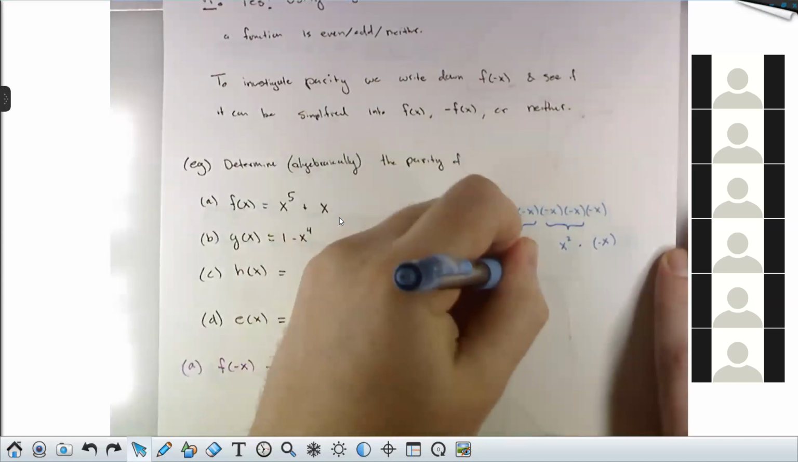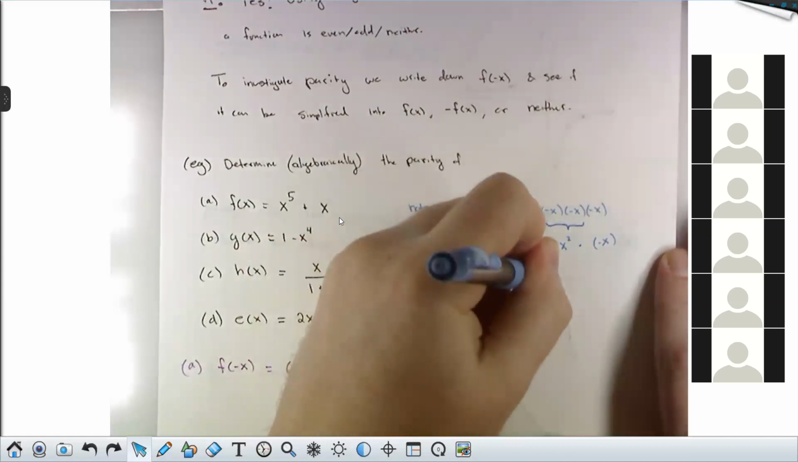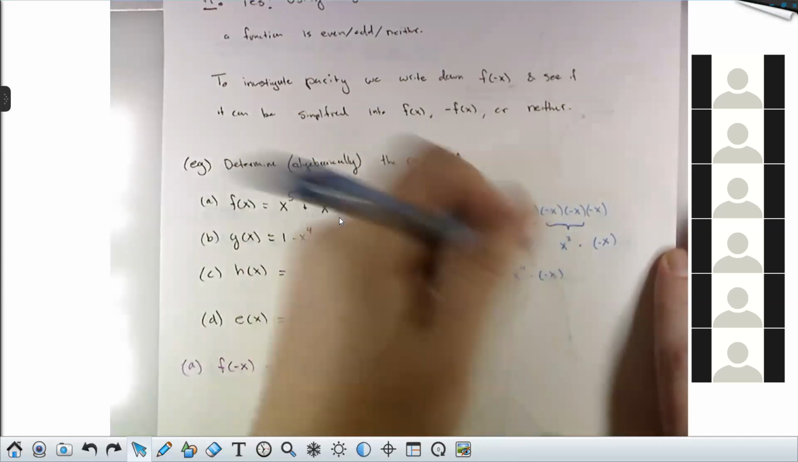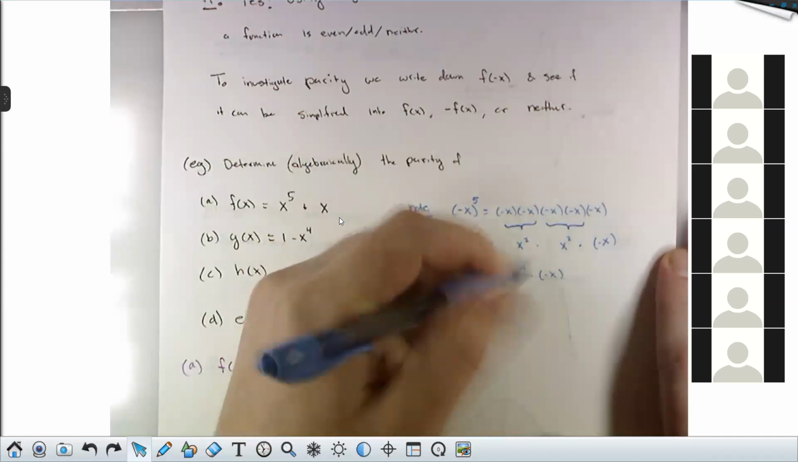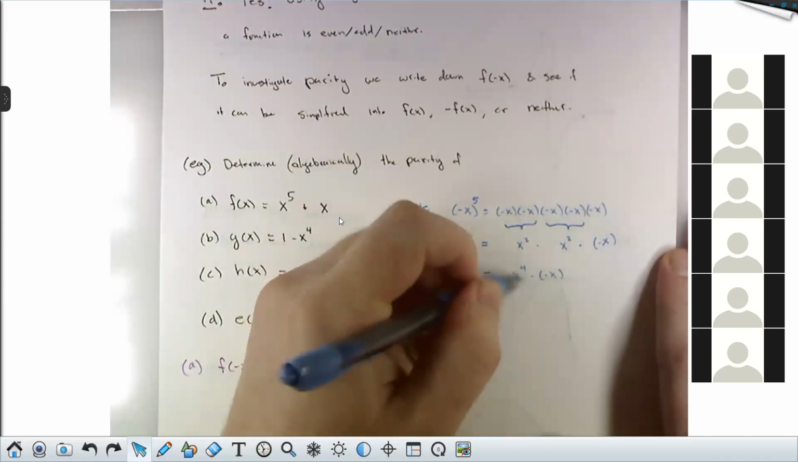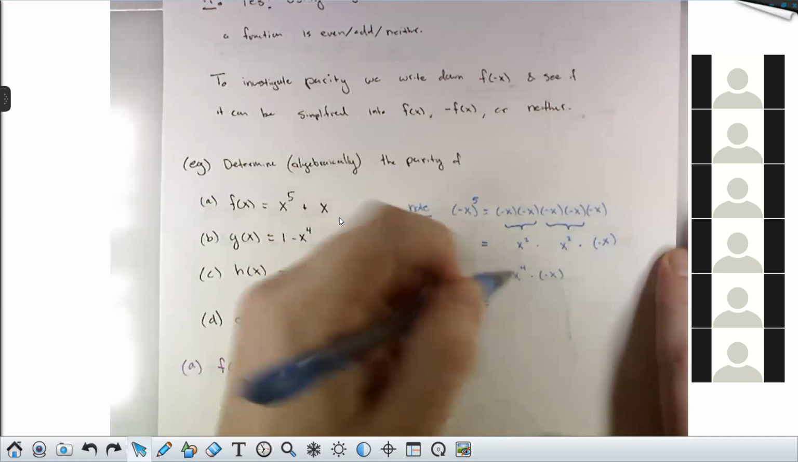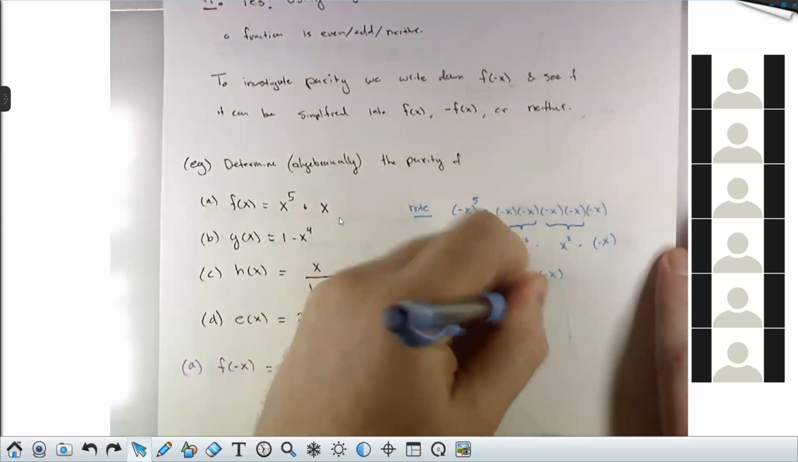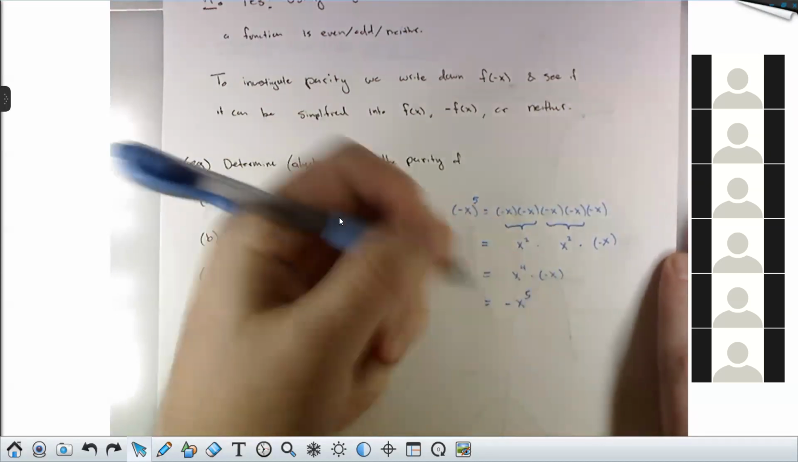X squared times x squared, that's x to the 4 times negative x. And now there's just one negative, right? I've got a positive times a negative. The x times x gives me x to the 5. This is negative x to the 5th without the parentheses.